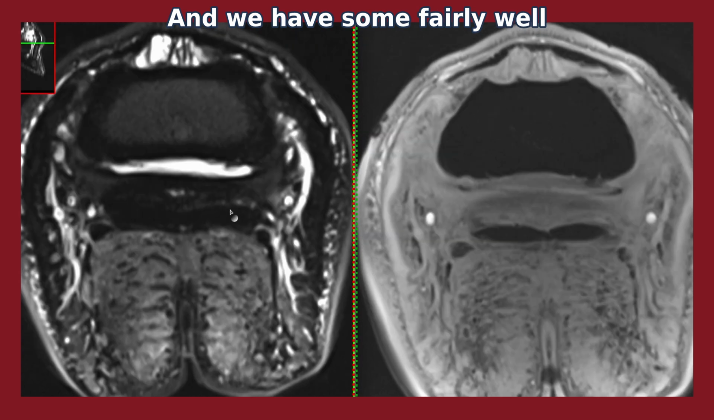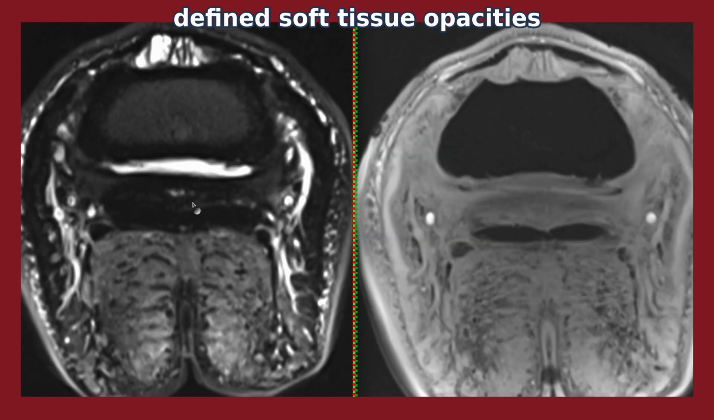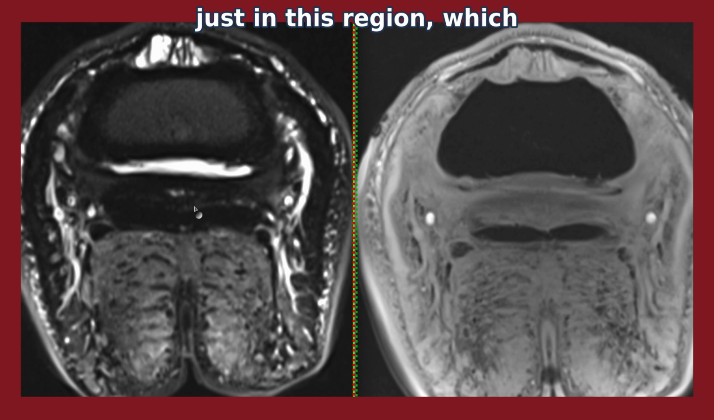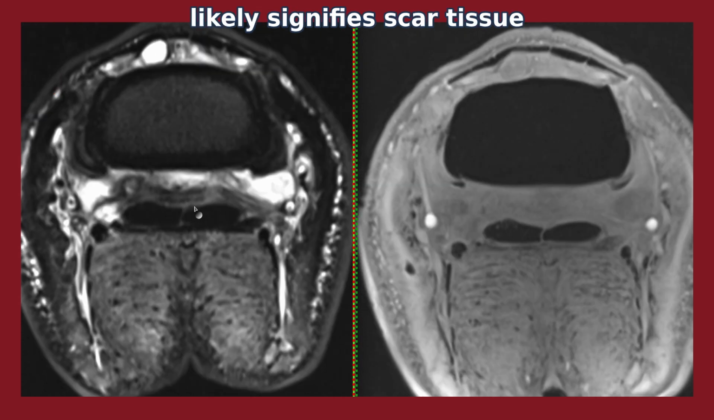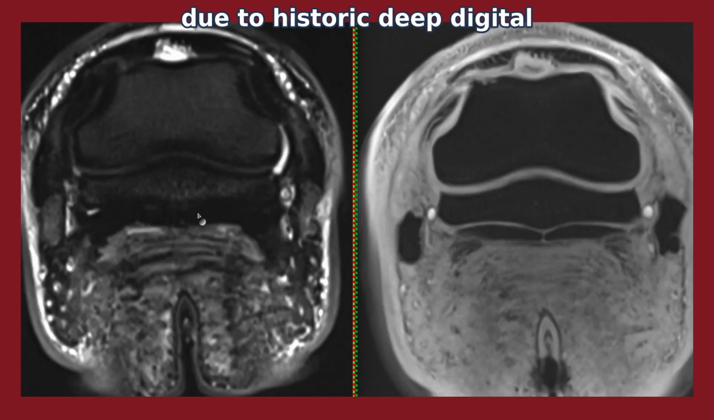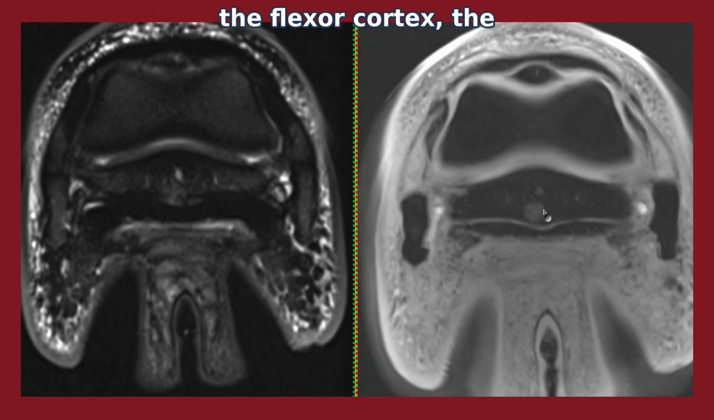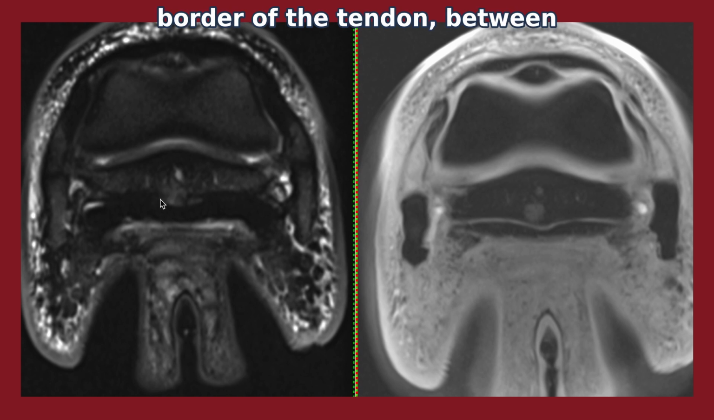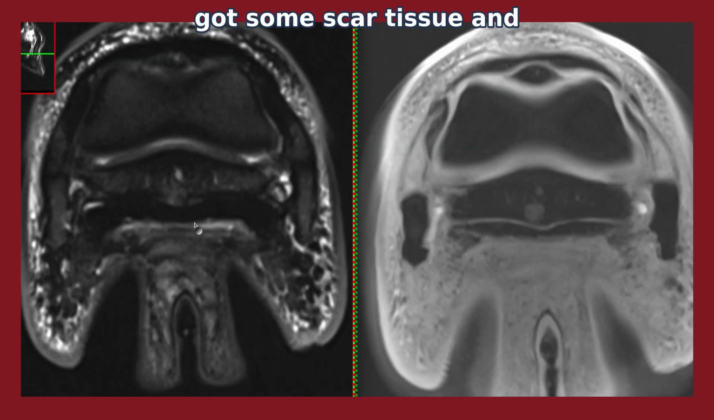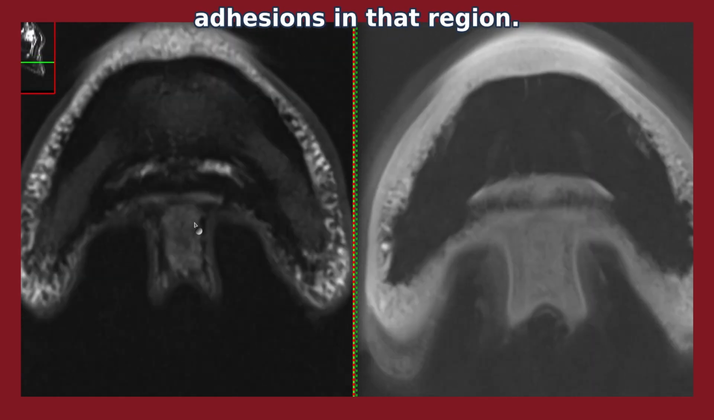We have some fairly well-defined soft tissue opacities just in this region, which likely signifies scar tissue due to historic deep digital flexor tendon lesions. As we come over our flexor cortex erosion within the navicular bone, we can see that we've lost the definition of the dorsal border of the tendon between the erosion and the tendon, which likely signifies we've got some scar tissue and adhesions in that region.